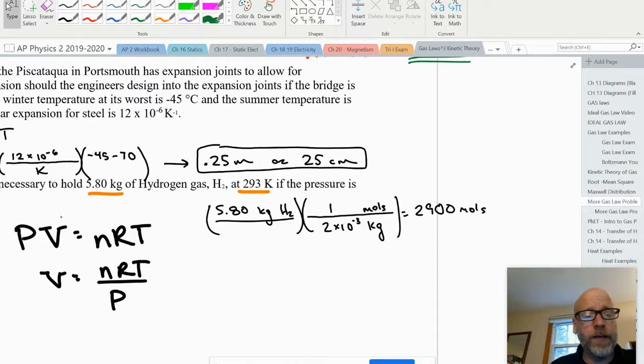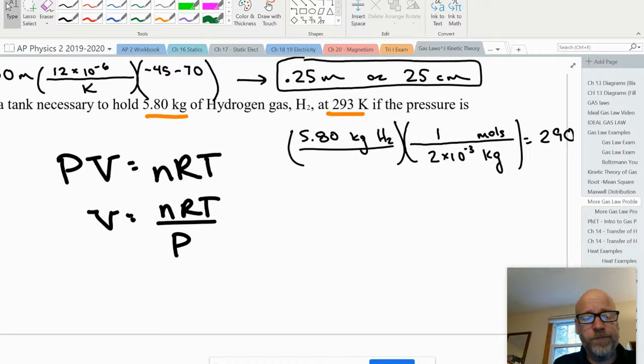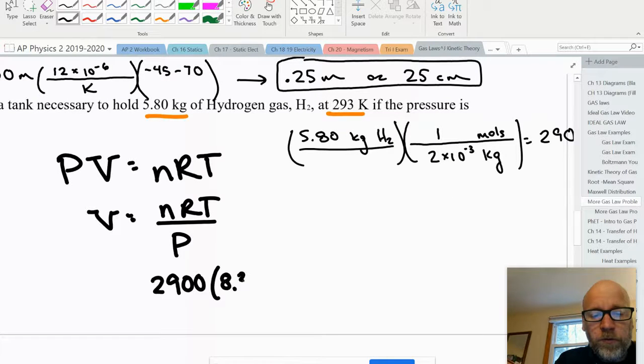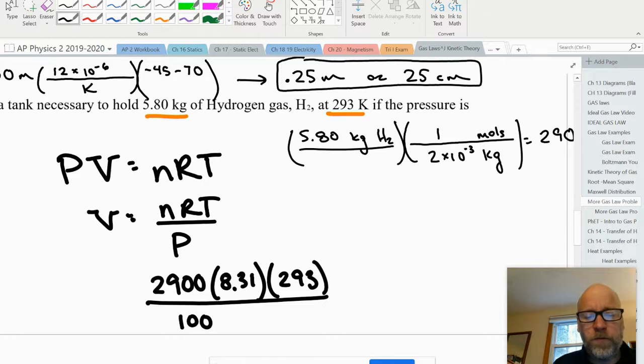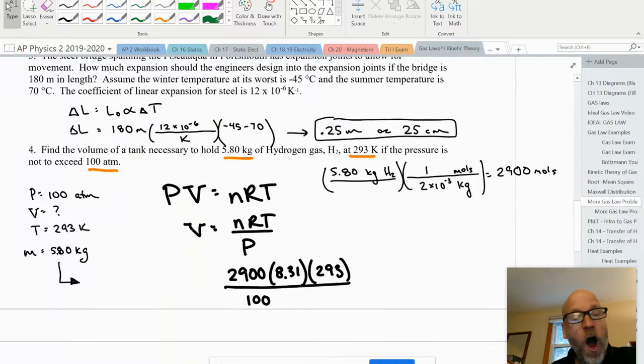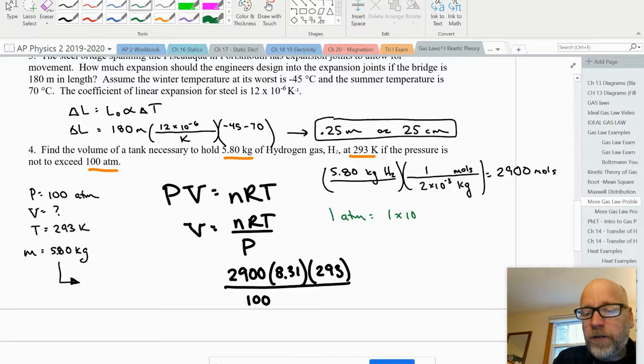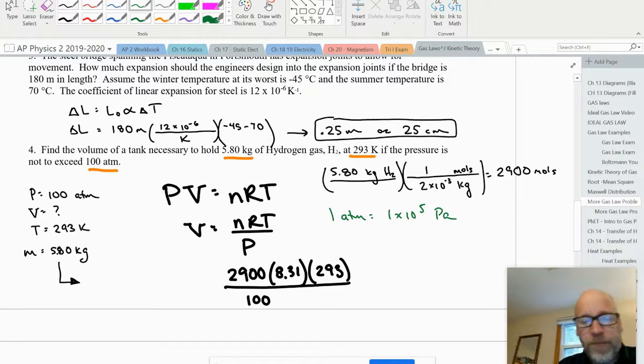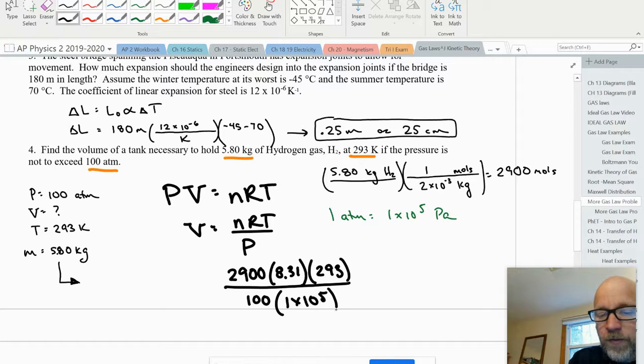Let's plug it in and get an answer. So I got 2,900 moles times 8.31 times the temperature of 293 divided by 100. Oh, that's 100 ATMs. I also have to remember that 1 ATM is equal to about 1 times 10 to the 5th pascals. All right. So it's going to be 100 times 1 times 10 to the 5th. See how easy it is?